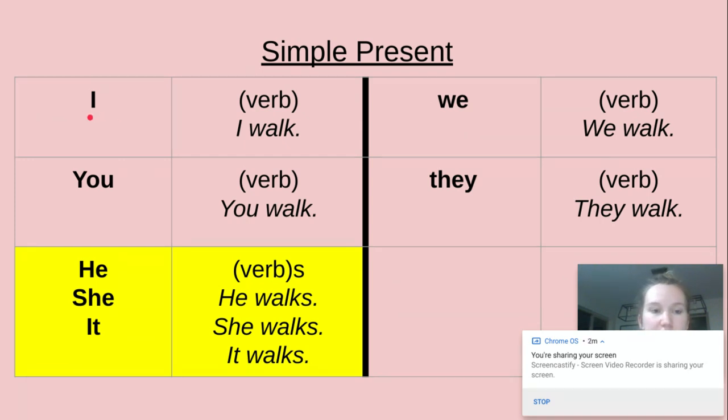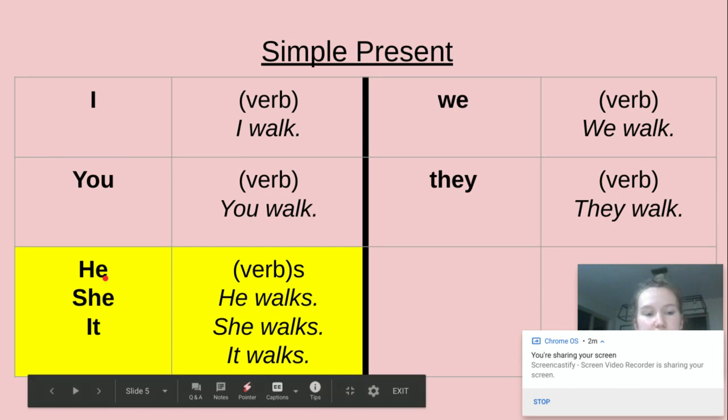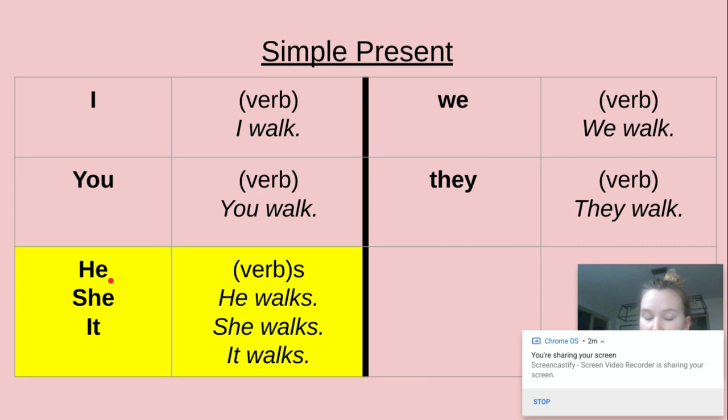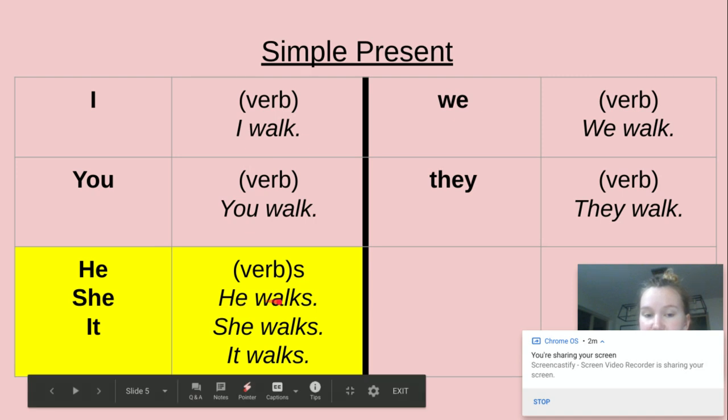We have our noun I, and we can look here and see we're just going to put the verb. That's all it tells us to do. So an example is I walk. Next, we have our noun you, and you can see here we just put the verb, same as always. You walk. Okay, now if we look down here at our nouns he, she, and it, you can see this box is yellow, which indicates that it's different from all of the other ones. So when we have the noun he, we're going to use the verb plus s. You can see right here. So an example sentence would be he walks.